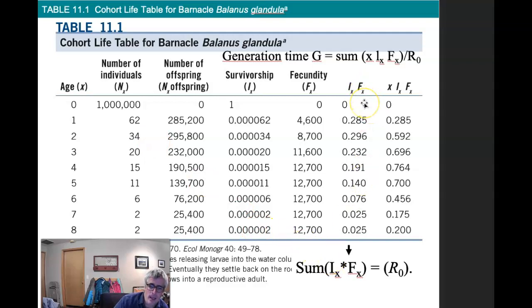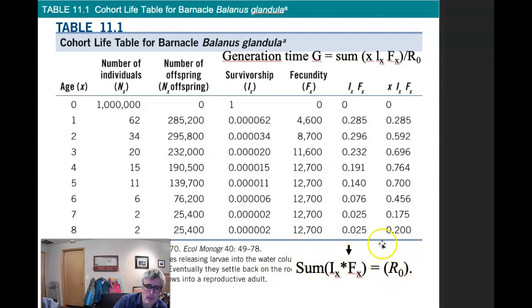L times F is survivorship times fecundity, and this is a measure to figure out how each age class of this cohort is contributing to the next generation of barnacles. It's a way of figuring out how much each is giving to the next generation. We'll jump to the formal definition in a second.